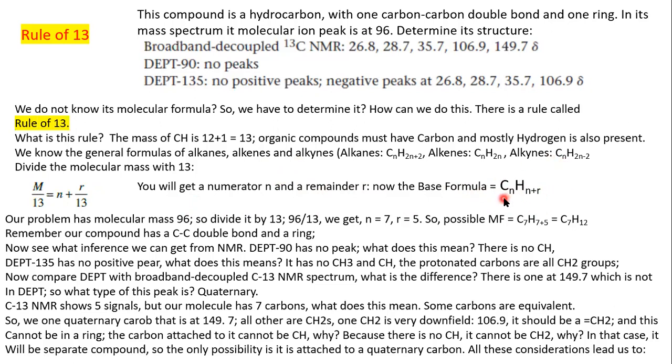Now in our problem, we have molecular mass 96. So divide it by 13. You will be doing this, 96 divided by 13. So you will get then n is equal to 7. Remainder will be 5. So the possible molecular formula, or strictly speaking, the base formula will be C7H12. Just simple. Molecular mass divided by 13, and you will be having a numerator and remainder. Just simple, okay? And use this formula.